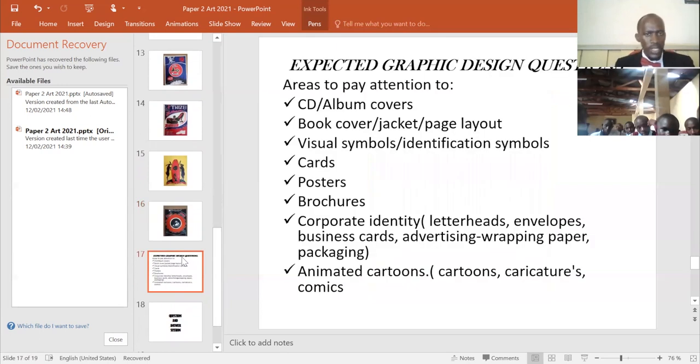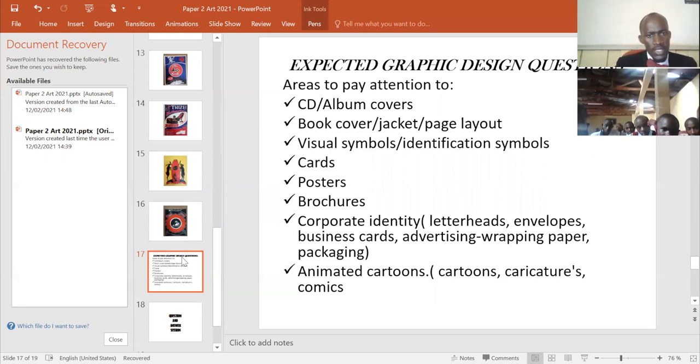So again, what are some of the expected graphic design questions? What are some of the areas that you are likely to be tested in graphic design? Now, the following are areas that you should really pay attention to. We talk about the CD and the album covers and sleeves.